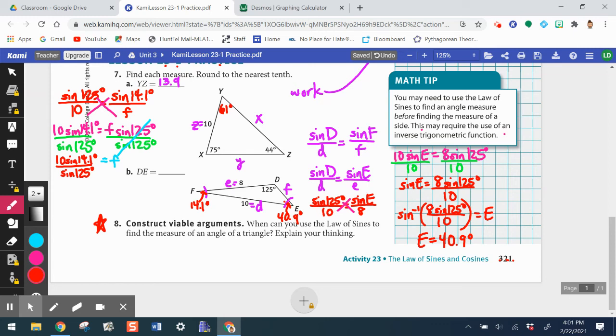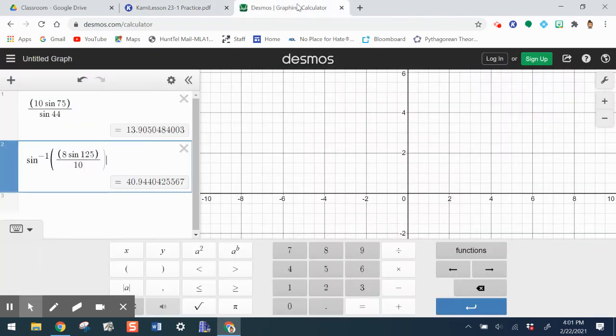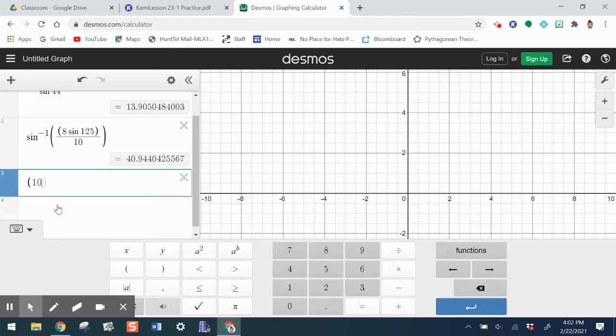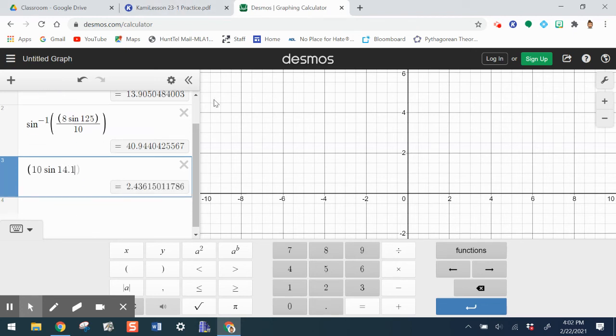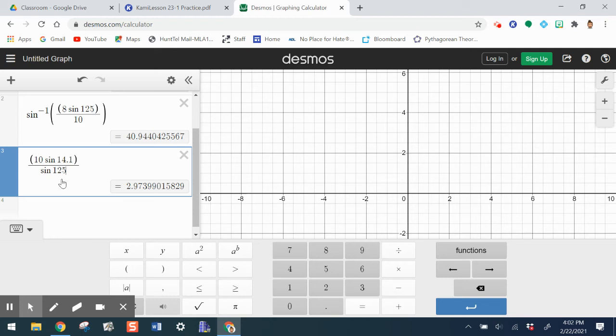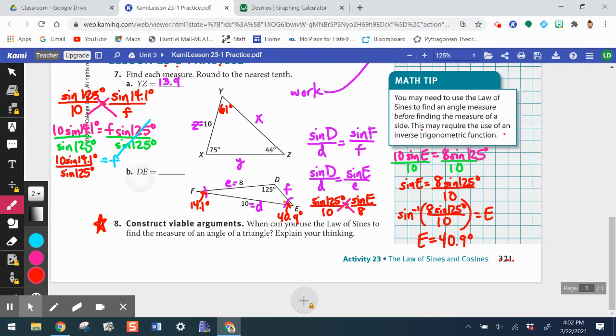So now we're going to use our handy-dandy calculators to evaluate this fraction. So I believe it was 10 times the sine of 14.1 degrees divided by the sine of 125. It said round to the nearest tenth. So that 7 in the hundredths place actually tells the 9 to round up to 10, which means that the 2 will actually round up to 3. So rounding to the nearest tenth, the length of DE is 3.0.